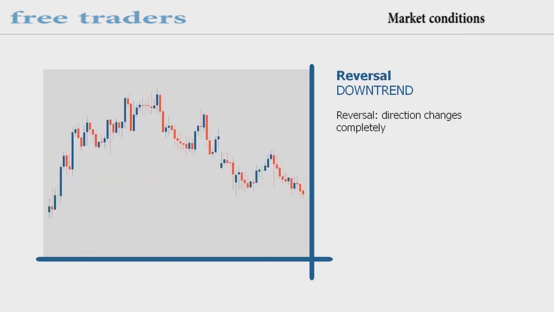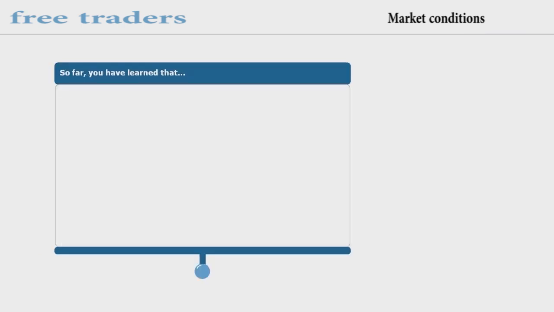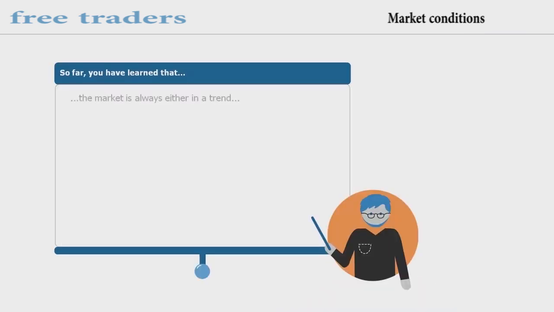A reversal is when the market direction changes completely. Here is an example when trend reverses to the downside. Here is when a market reverses to the upside. This concludes the video about market conditions.